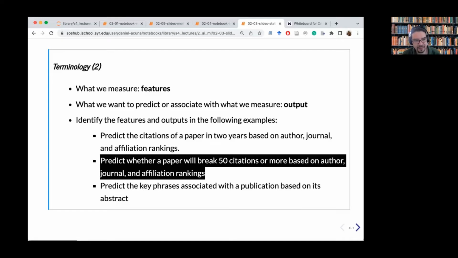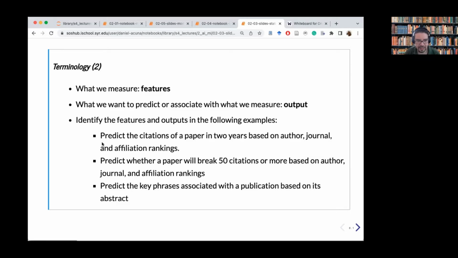So it's just a binary variable, whether they will break 50 citations, and that's very specific. I don't know if you've read this, but there is a good percentage of papers that are never cited, so they don't receive any citation. It varies a lot by field. So breaking 50 citations is actually a pretty high number for most papers in science. So it's a true or false.